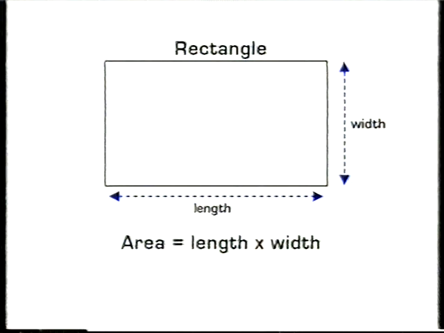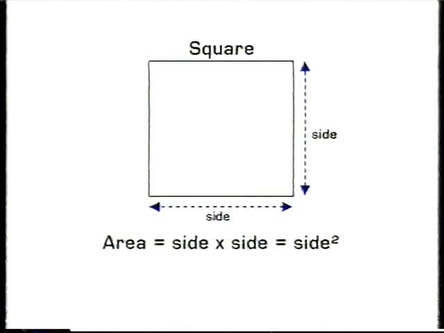The area of a rectangle is its length times its width. That's A equals L times W. A equals LW. The area of a square is also its length times its width. But as both these are the same length, that's the same as the square of one of its sides. That's A equals L times L. That's L squared.